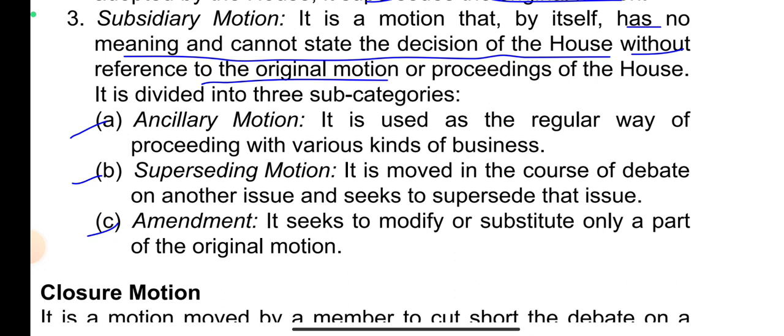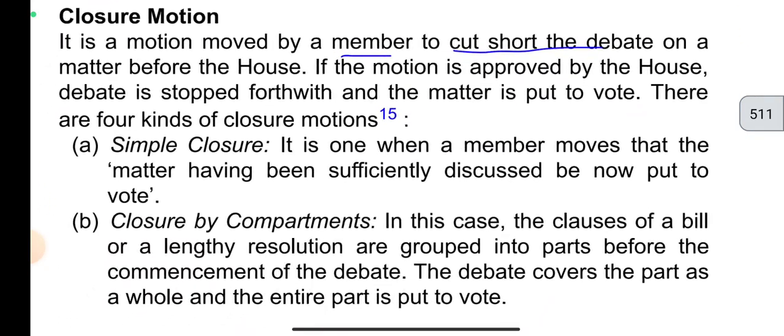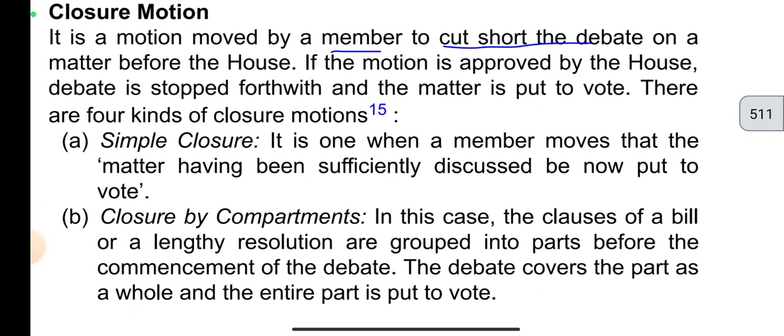It is divided into three subcategories. Ancillary motion, it is used as the regular way of proceeding with various kinds of business. Superseding motion, it is moved in the course of debate on another issue and seeks to supersede the issue. Amendment, it seeks to modify or substitute only a part of the original motion. Closer motion. It is a motion moved by a member to cut short the debate on a matter before the House. If the motion is approved by the House, debate is stopped forthwith and the matter is put to vote.